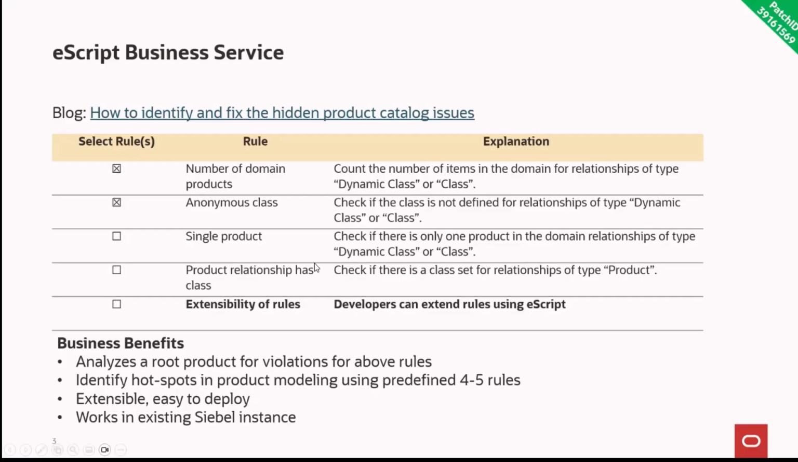Then the single product case: you have only one product in a relationship, but you are still using a dynamic class or class relationship. Or a product relationship has a class, so you are using a product relationship but saying it is a class relationship. We also wanted to give some extensibility, and we are doing that through eScript. We are providing an eScript business service. You can run whichever rules you want and get the results.